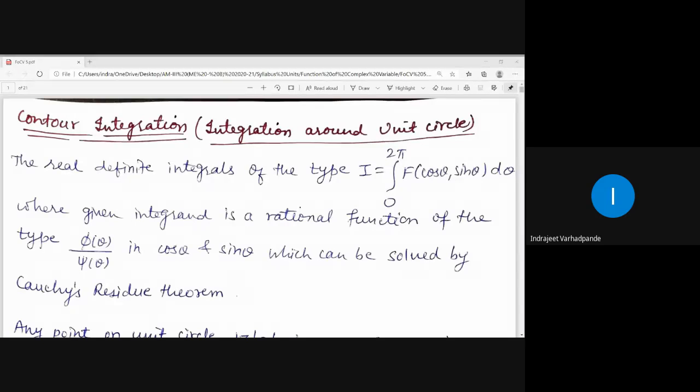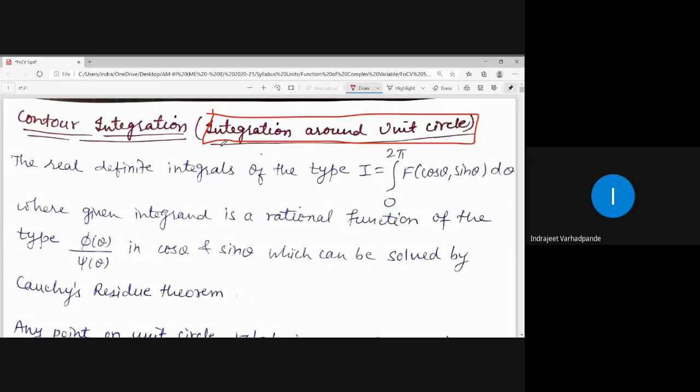Okay, fine, chalo. The last part of this particular unit is contour integration, which contains two types. One of them is integration around the unit circle, and another one is integration around a semicircle. So the first part we are going to talk about today is integration around the unit circle.